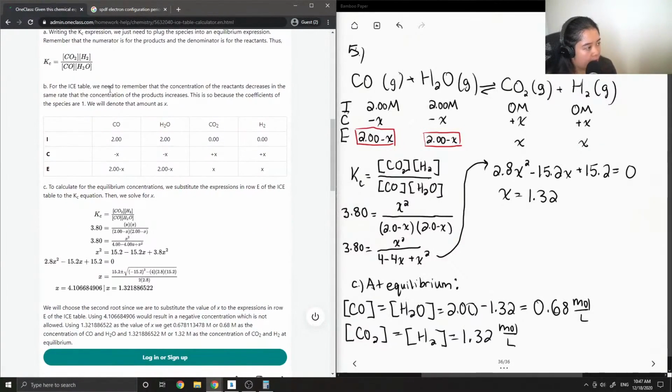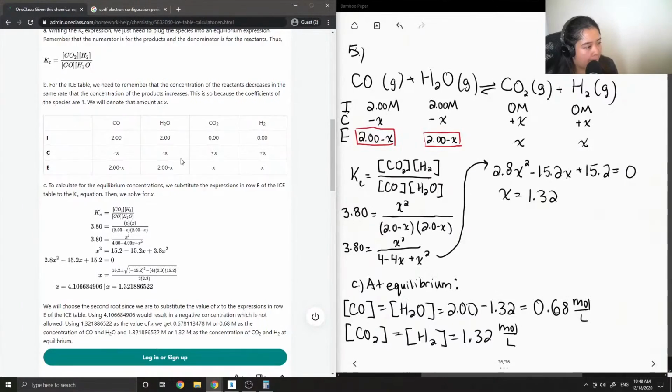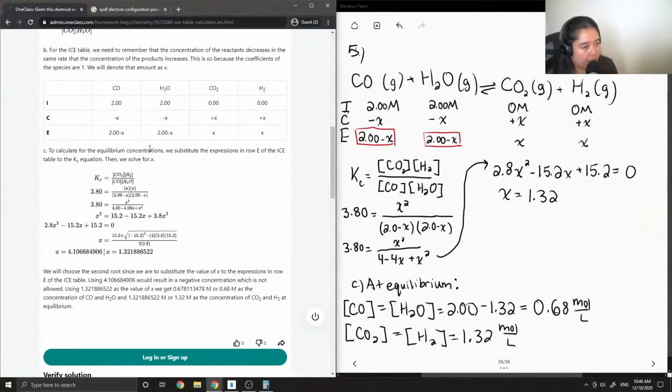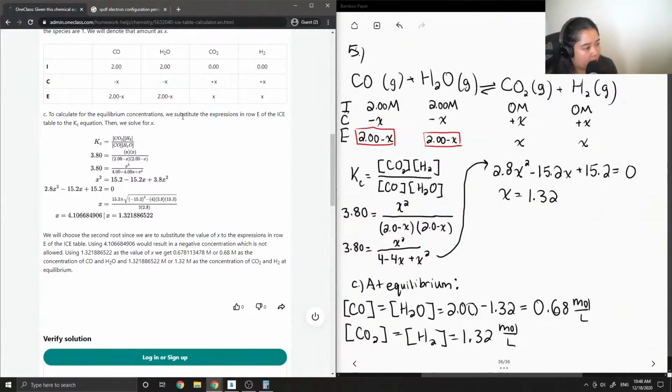B, for the ice table, we need to remember that the concentration of the reactants decreases at the same rate that the concentration of the products increases. This is so because the coefficients of the species are 1. We will denote that amount as x. Okay, so this is what their ice table looked like. And then to calculate the equilibrium concentrations, we substitute the expressions in row E of the ice table into the Kc expression. Okay, so they showed their work with the quadratic formula.